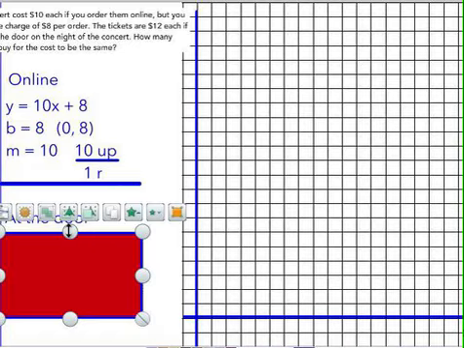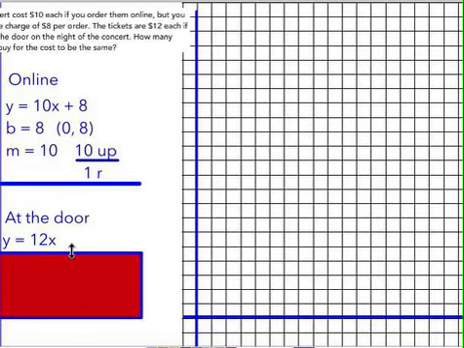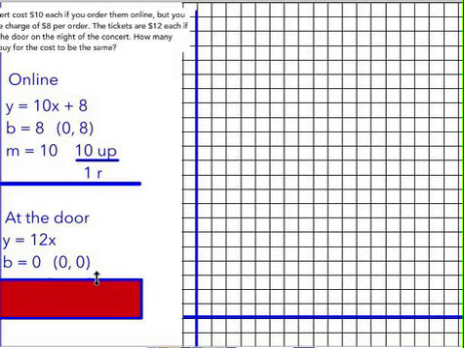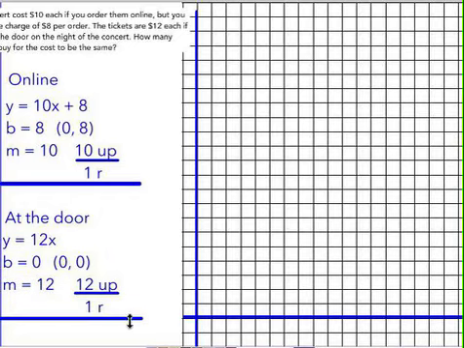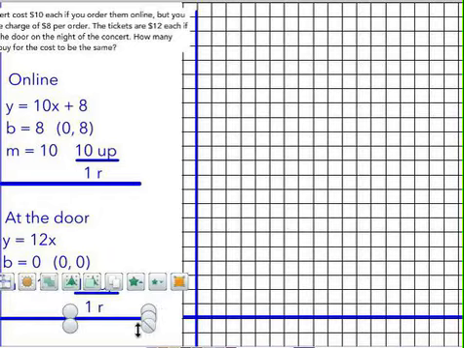At the door is $12, but no service fee. So that means y equals 12x. Again, since we don't have a b, b is 0. So we're going to start at 0, 0. And our slope is 12, which means 12 up, 1 to the right.